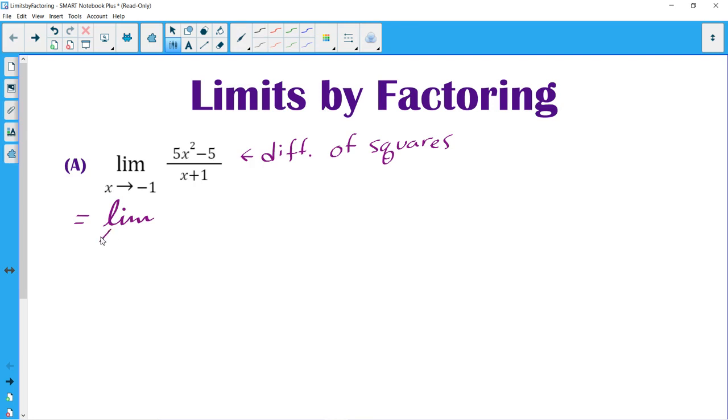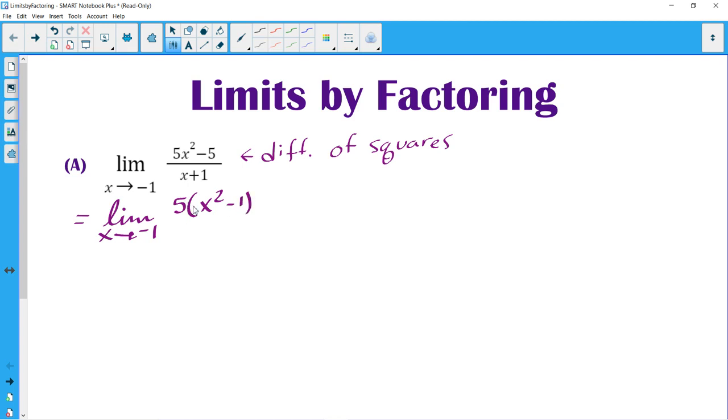So I write the limit as x goes to -1. Like I tell my students, writing the limit down is not optional. You have to do it every time. So we take the 5 out, just like that. And now maybe it's a little more clear how you can see the difference of squares.